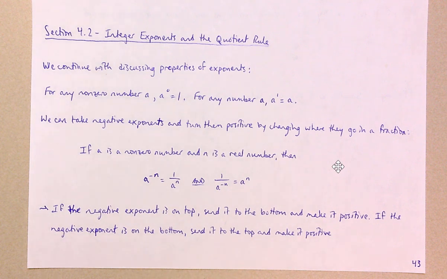Now, in the previous video, when we dealt with exponents, we had only dealt with exponents that were positive whole numbers. So what if you have an exponent that's negative? What if you have an integer exponent where the exponent is negative? We don't typically like to work with things that have a negative exponent. So how do we take an exponent that's negative and make it positive?